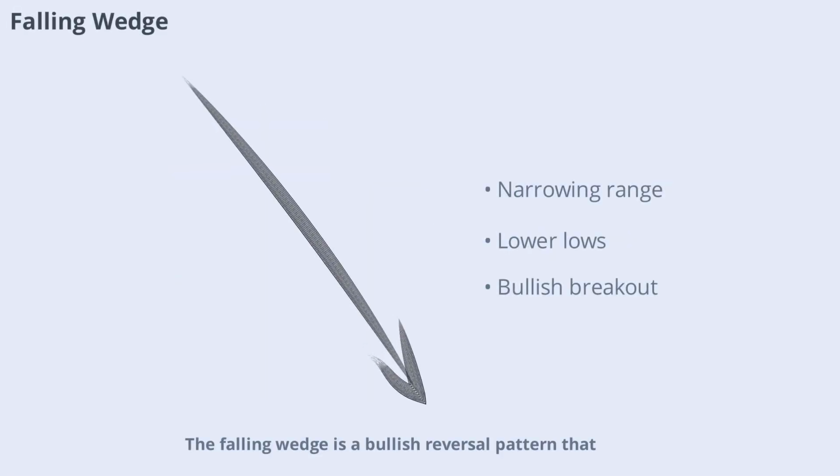Falling wedge is a bullish reversal pattern that forms when the price makes lower highs and lower lows, but the range narrows. This pattern typically appears at the end of a downtrend and signals that selling pressure is easing. A breakout above the upper trend line confirms the reversal. Falling wedges are great for identifying potential bottoms and preparing for upward moves.